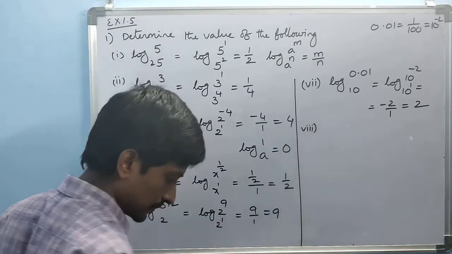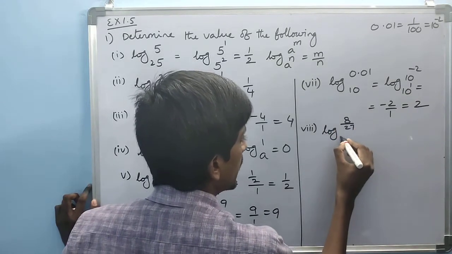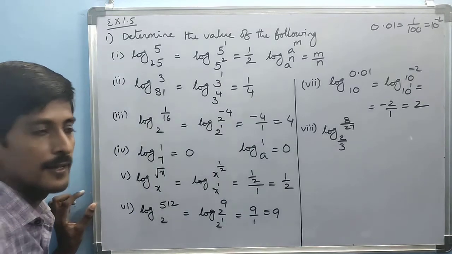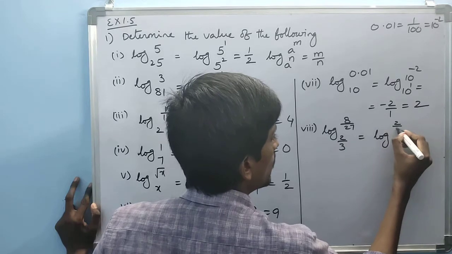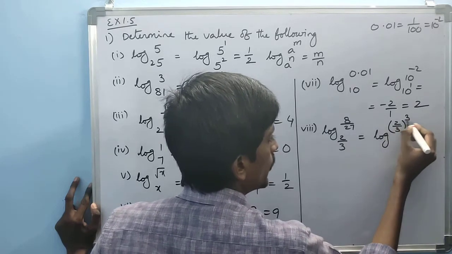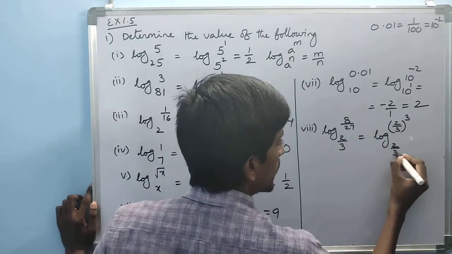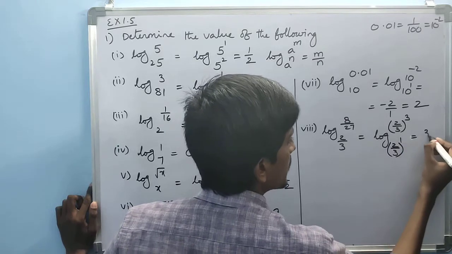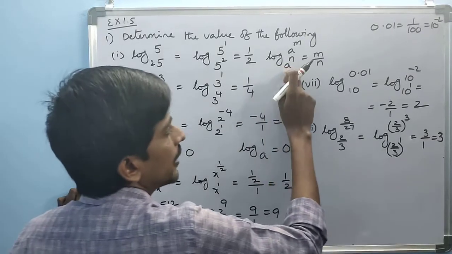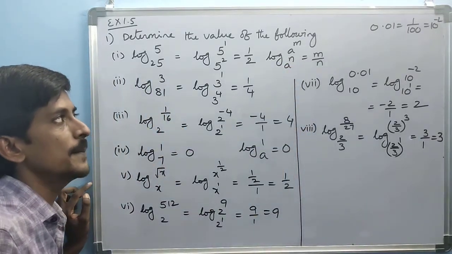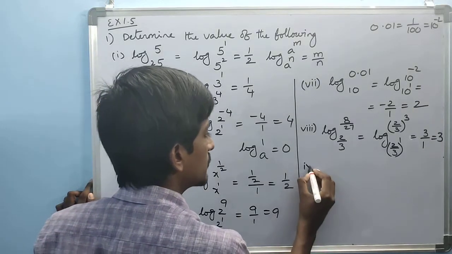And eighth one. Log 8 by 27 base 2 by 3. Okay. 8 by 27 is 2 by 3 whole cube. 2 cube is 8, 3 cube is 27, base 2 by 3 whole power 1. That is 3 by 1 equals to 3. The total of all sums depends upon this formula only. Log a power m base a power n is equals to m by n. And the last one is ninth one.